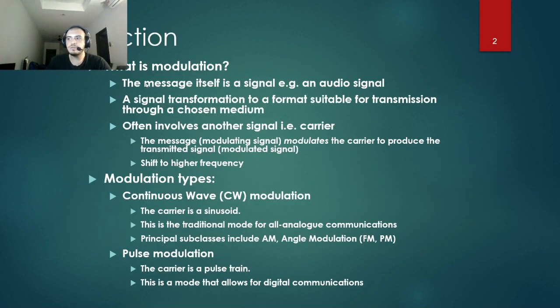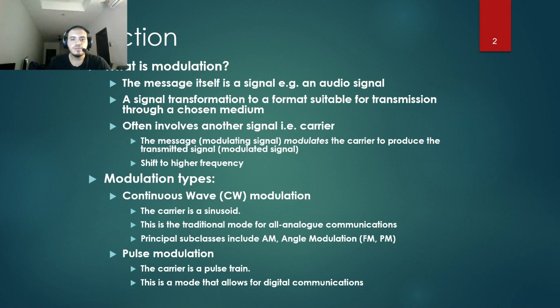What is modulation? The message itself is a signal, for example an audio signal. Modulation is a signal transformation to a format suitable for transmission through a chosen medium, often involving another signal such as a carrier signal. The message modulates the carrier to produce the transmitted signal.